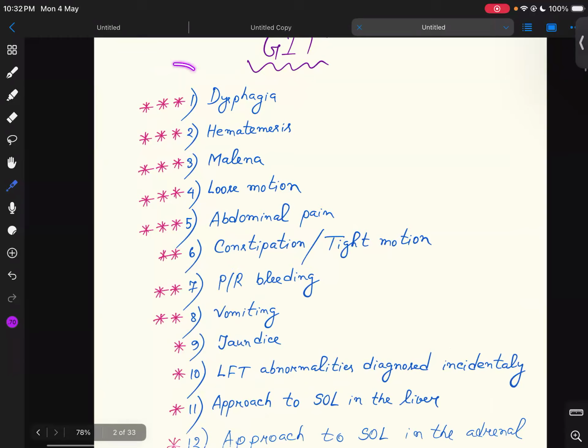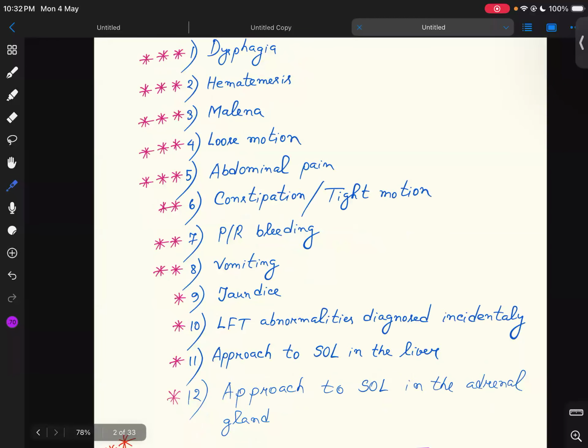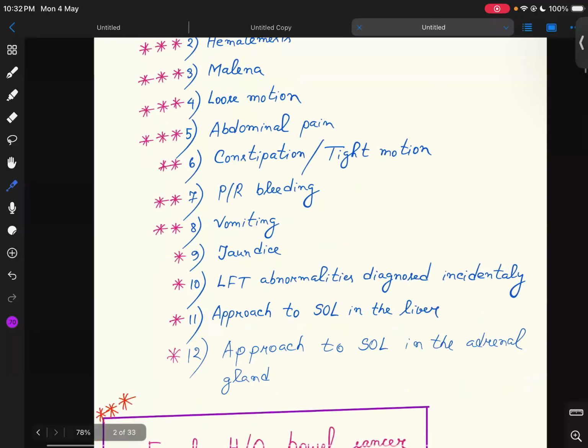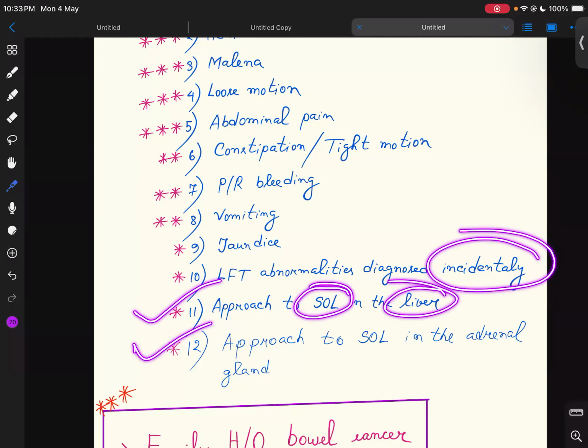So the first 5 prompts are the triple star. Triple star means they have come a lot. Then there are some double star prompts. They are constipation or tight motion, pararectal bleeding, vomiting. Then there are some one star prompts. They come very less frequently. They are jaundice, then liver function test abnormalities diagnosed incidentally, approach to a space occupying lesion in the liver, and approach to a space occupying lesion in the adrenal gland.